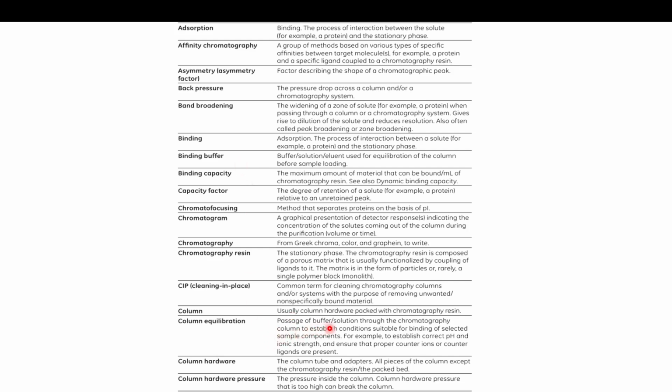Column equilibration is the same that I was talking about using binding buffer. This is passage of the buffer or solution through the chromatography column to establish the conditions suitable for binding of the selected sample components. For example, to establish correct pH and ionic strength and ensure that proper counter ions or counter ligands are present. Suppose in case of nickel NTA, which I was talking about, the counter ligand is imidazole.